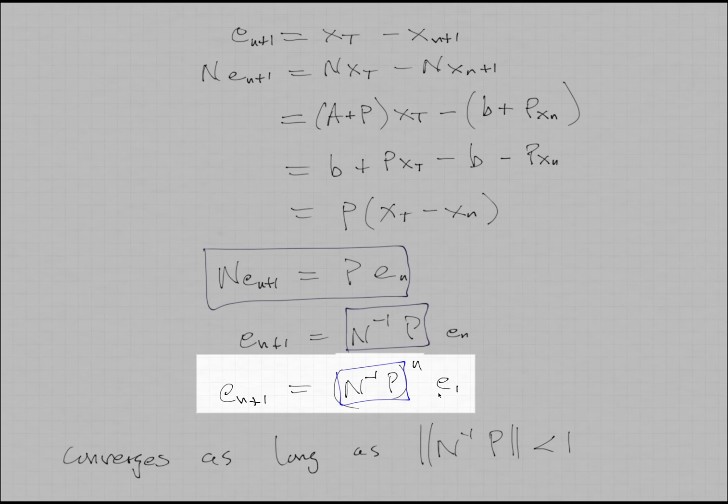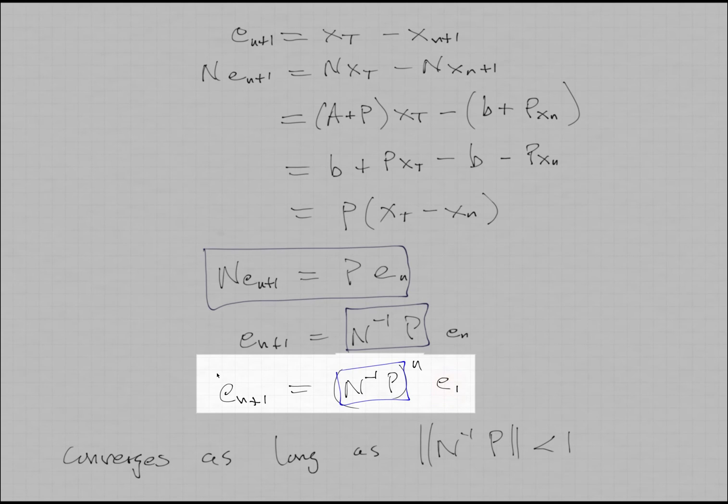So in conclusion, if you start with E1, the initial error for the first iteration, and every time you iterate, you multiply by a factor of N inverse times P, then by the time you get to E(n+1), you will have multiplied by n of those factors, right? And therefore, in general, we can say that E(n+1) will be equal to N inverse times P raised to the nth power times the original error, which is a constant.